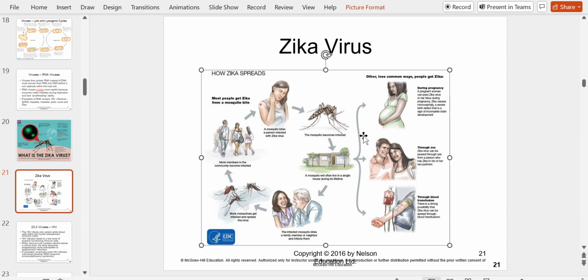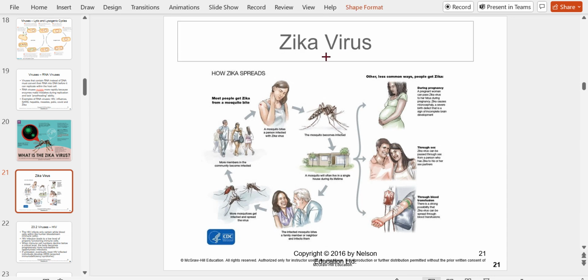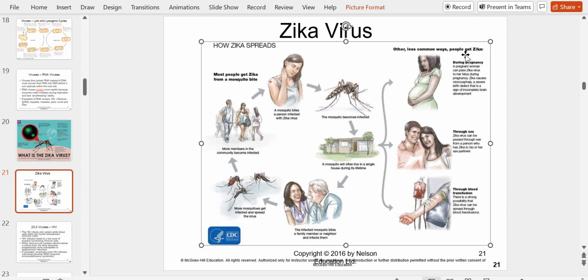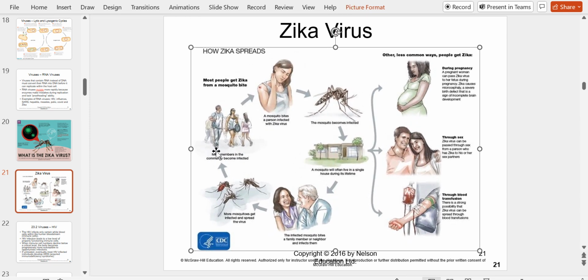It causes devastating effects to the child, where the head isn't the proper size that it should be. And it's all spread through mosquito.